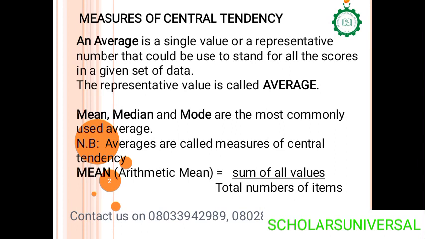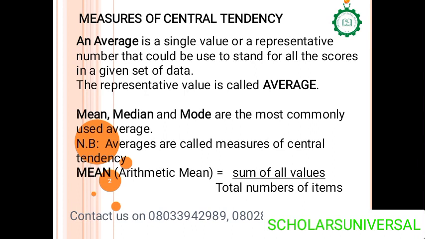Okay, what is an average? An average is a single value or a representative number that could be used to stand for all the scores in a given set of data. Let me explain this. Let's assume we want to look at the performance of those people that participated in this year's JAMB UTME. We only look at roughly the average of their performance. That is by summing everything together and dividing it by the total number of students that participated. So that is just the average of their scores.